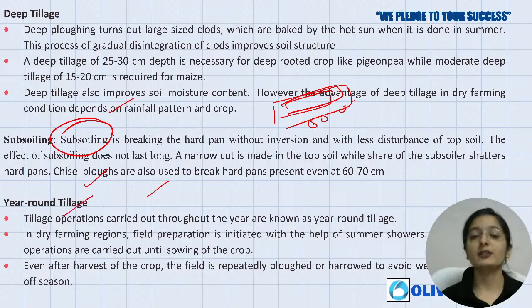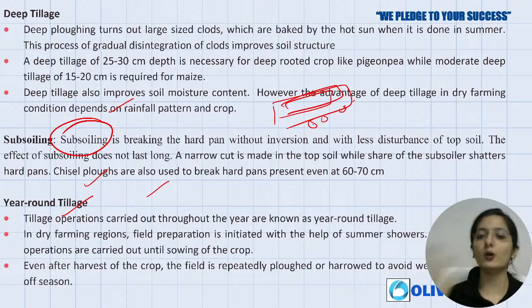Year round tillage, the name itself makes it clear. What do you mean by year round tillage? In year round tillage you are doing the tillage operations throughout the year, completely throughout the year. Like in dry farming regions, repeated tillage is being practiced so as to sow the crop, and after sowing also you once again start tillage. So every complete year you are doing tillage practice. That is year round tillage.